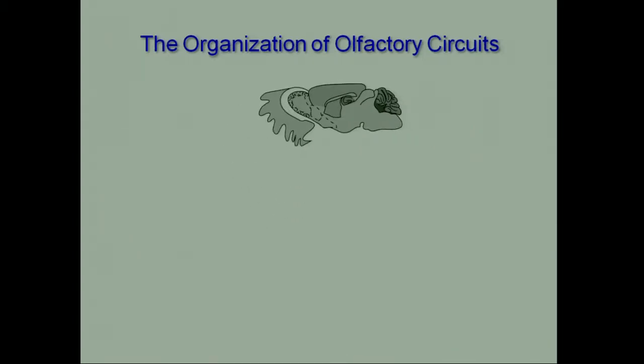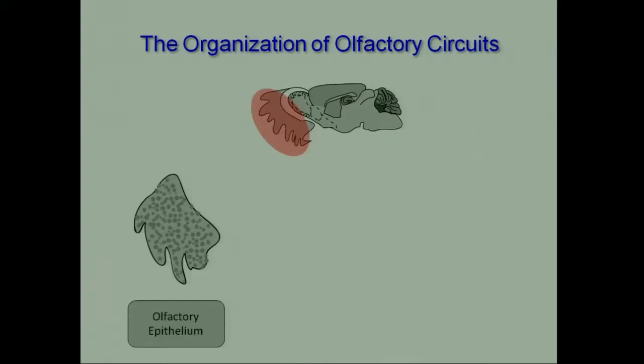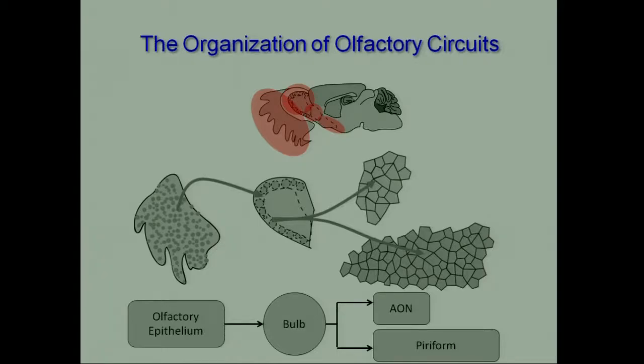This is the olfactory epithelium. A mouse has about 1,000 different receptors that project to the olfactory bulb. There's tens of millions of fibers projecting into the bulb, and then from there the mitral cells project into the piriform cortex and the accessory olfactory nucleus, and several other places, but these are the main ones.